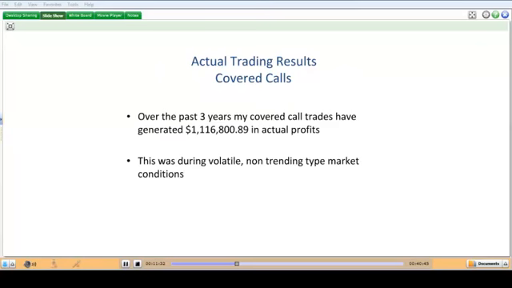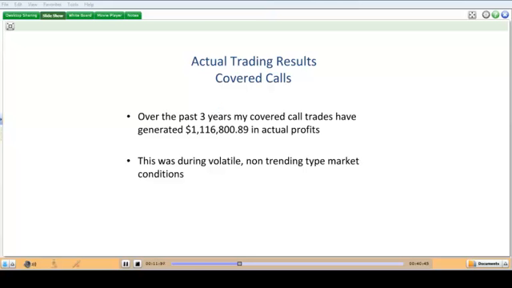So over the past 3 years, despite these very difficult market conditions, my covered call trades have generated over $1.1 million in actual profits. I'll show you those brokerage statements here in a minute. And again, this was during very volatile, non-trending type market conditions.